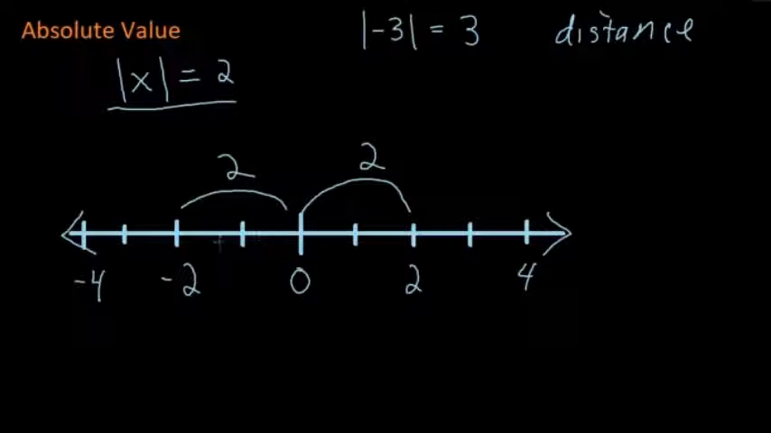Well, there's going to be 2 answers. x could equal -2 and x could equal +2. So absolute value of x equals 2 has 2 solutions, at x equals -2 and x equals 2.